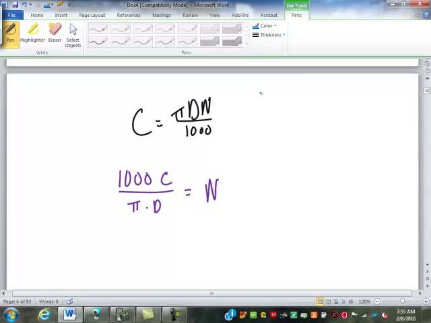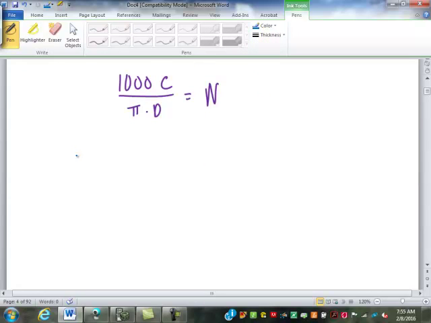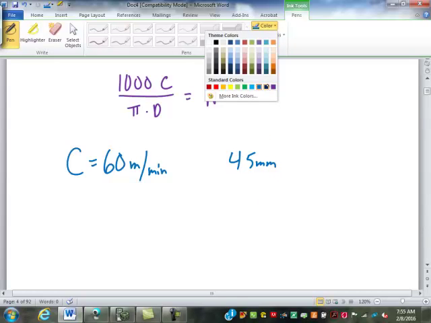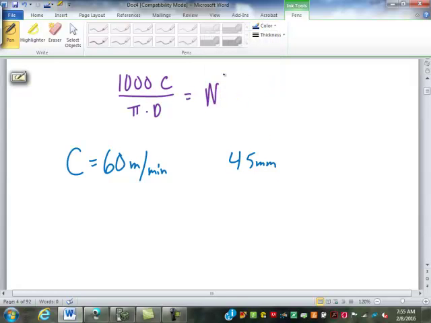So let's say that we have a material that recommends a surface cutting speed of 60 meters per minute, and we're running it with a mill that has a 45 millimeter diameter. To find the RPM, it's 1,000 times 60 over 3.14 times 45.